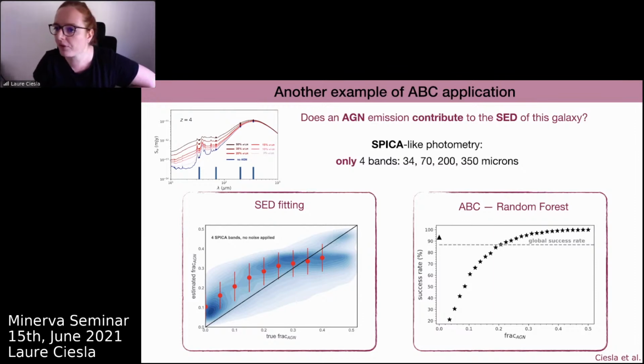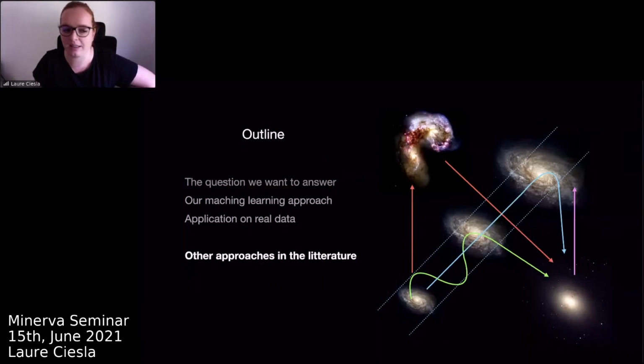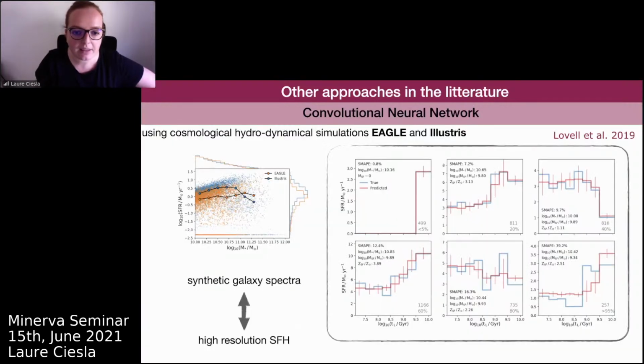So this was another example of an ABC application. You can ask another question and try to apply it. And if I have time, I'm not sure if I'm not too long, but I will present some other approaches in the literature to constrain the star formation history of galaxies. Mine was just one. First, I found this study using a convolutional neural network. It's a recent study from 2019.